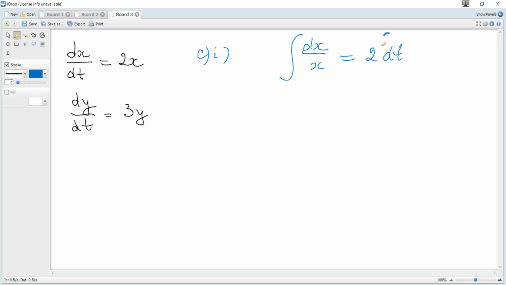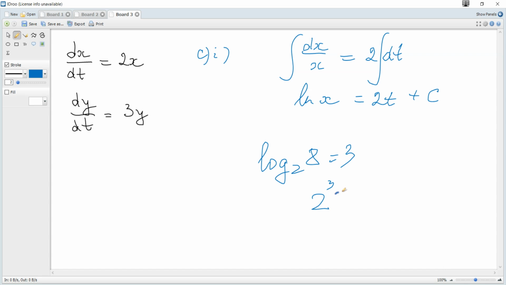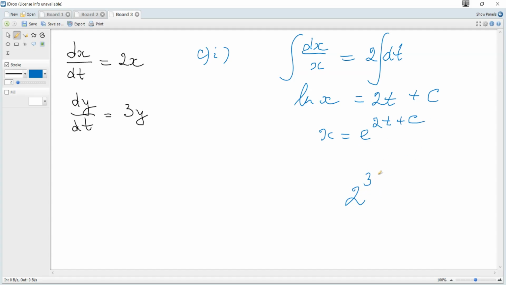Then integral of 1 over x dx, what is it? It's just ln. In general it's of the absolute value, but here it is given that x, y are positive. So we can write directly ln of x is 2t plus some constant of integration. Then how to undo this ln? By the definition of log, for example log base 2 of 8 is 3, because 2 cubed is 8, and ln is just log to the base e. Hence it becomes x is e to the power of 2t plus constant, and it's just like 2 to the power of 3 plus 5, what is it?